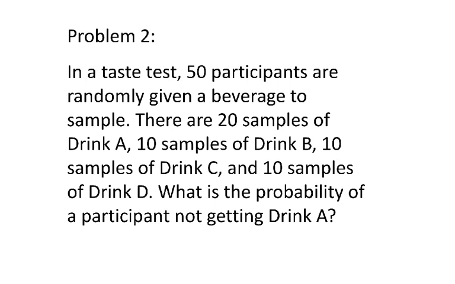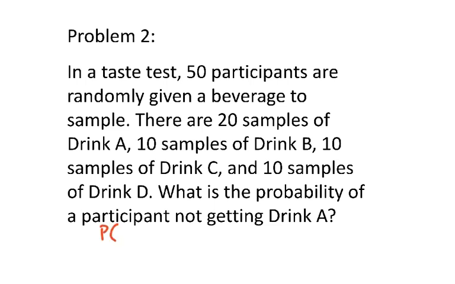So in a taste test, 50 participants are randomly given a beverage to sample. There are 20 samples of drink A, 10 of B, 10 of C, and 10 of D. What is the probability of a participant not getting drink A? So the probability, and again, you can write outside of the little boxes if you're using the PowerPoint notes. It's just hard. The way that this scans into the system, it does not let me write outside the box.